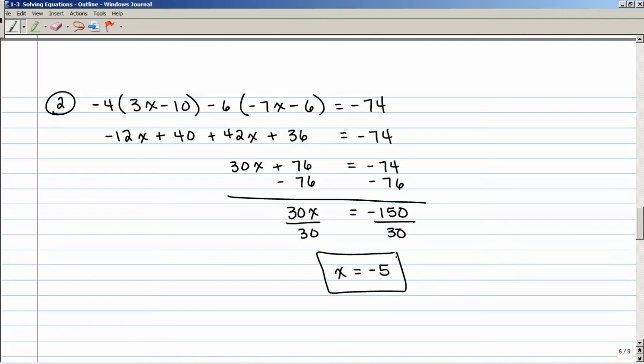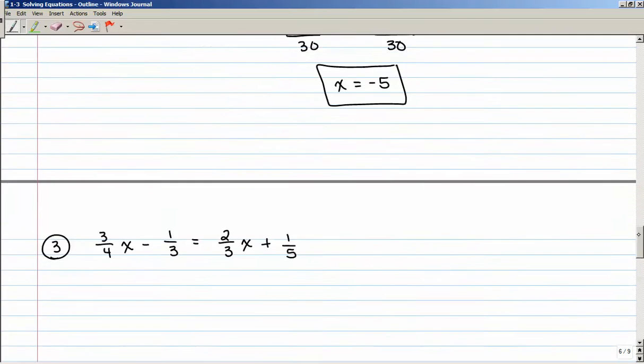If you don't have to write out all of these steps like the minus 76 on both sides, you don't have to. If you can do that in your head, that's quite all right.